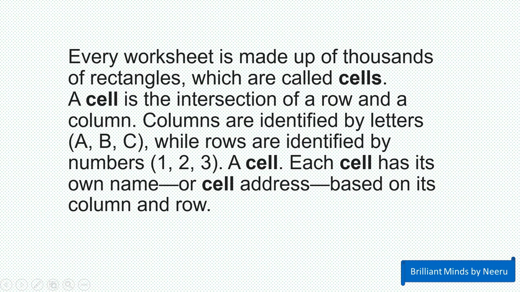Every worksheet is made up of thousands of rectangles, which are called cells. A cell is the intersection of a row and a column. Columns are identified by letters A, B, C, while rows are identified by numbers 1, 2, 3, and so on. Each cell has its own name or cell address based on its column and row.